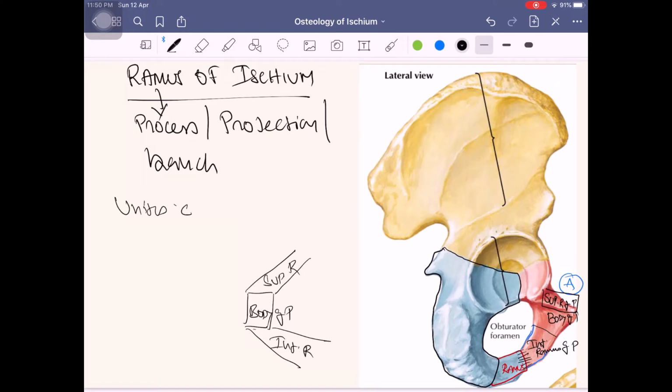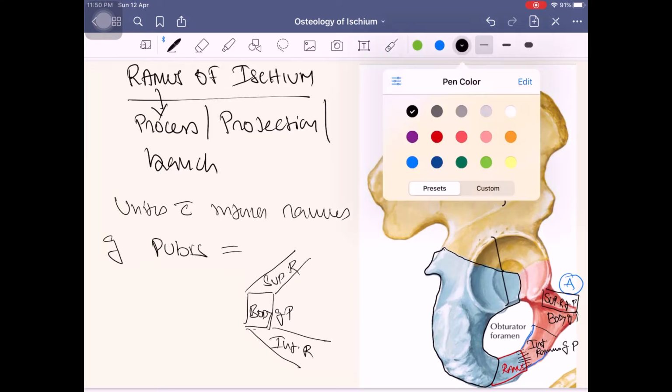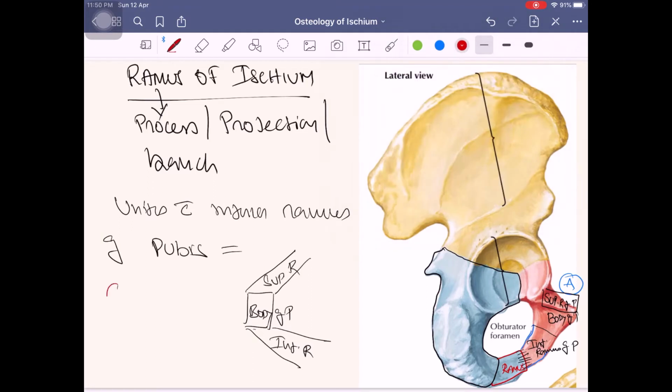The ramus of the ischium unites with the inferior ramus of the pubis, and with this combination it is now forming what we call a conjoined ischio-pubic. Because there are two, you can't use the word ramus, so the plural is rami.